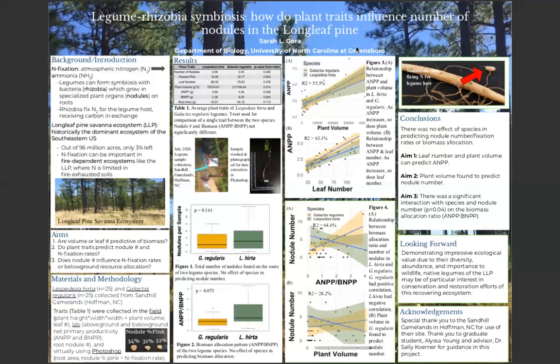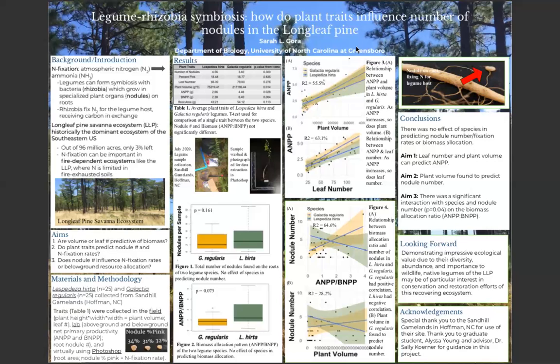Next, in my third panel, I have linear regression models, and I ran them to find relationships between the plant traits. Again, you have Lespedeza hirta in green with Galactia regularis in yellow. Figure 3a is showing the relationship between the above ground net primary production on the x-axis and the plant volume on the y-axis. As above ground net primary production increases, so does plant volume.